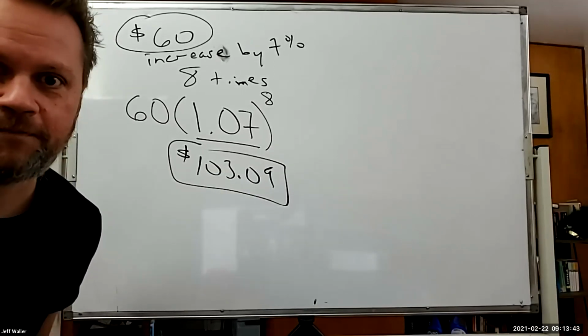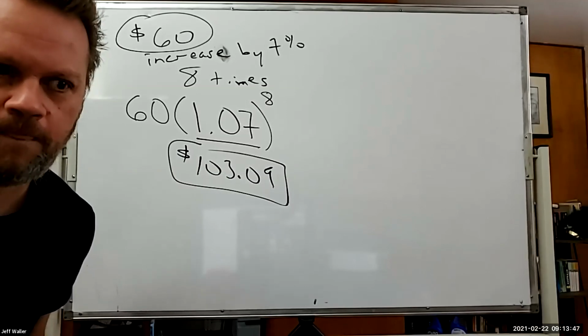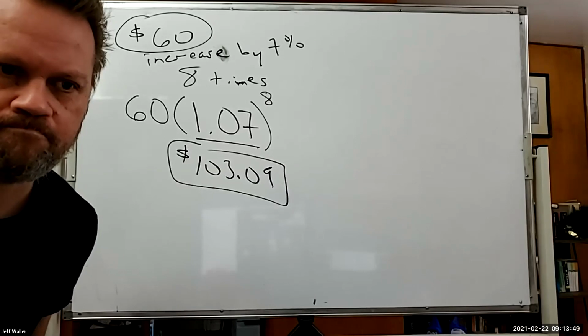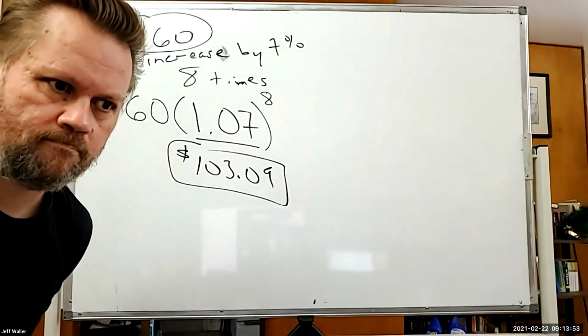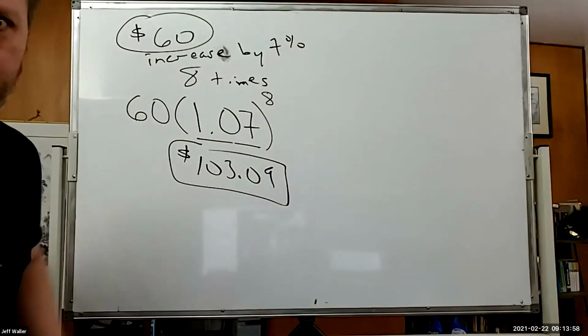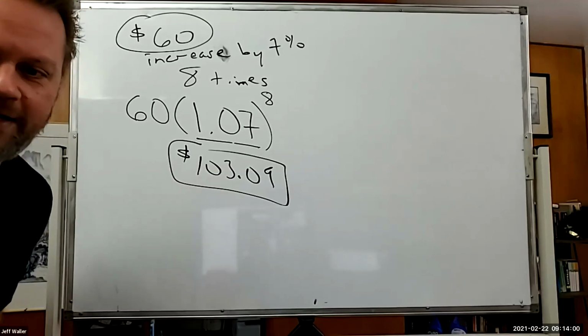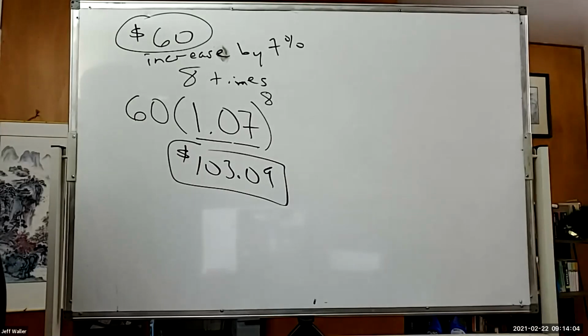Hey, Professor. Yes. What did I do wrong when I typed this in? I'll just read it to you. So I put 60 and then parentheses 1 plus 0.7. Oh, so you put 0.7 instead of 0.07. Oh, that's why. You did a 70% increase. That explains why you got such a big number. Yeah. Okay, thank you.